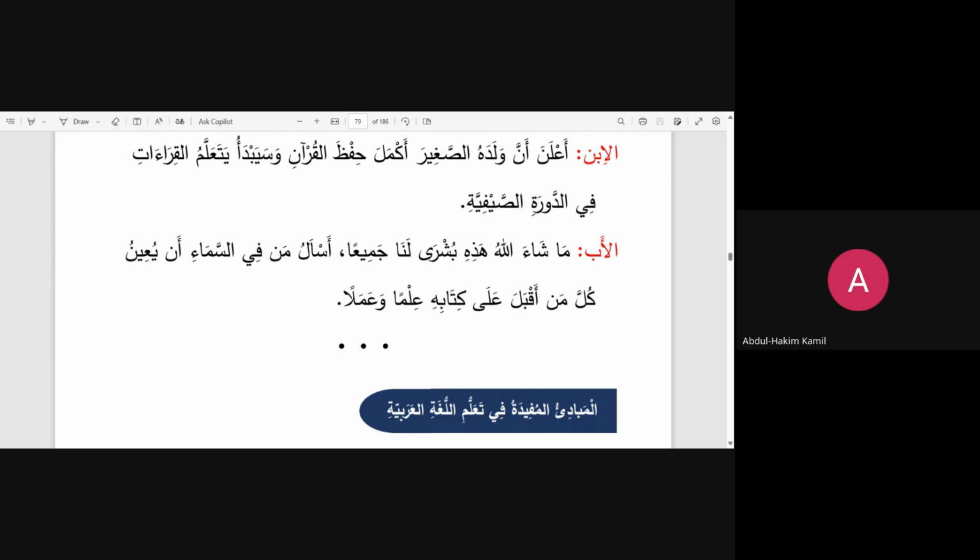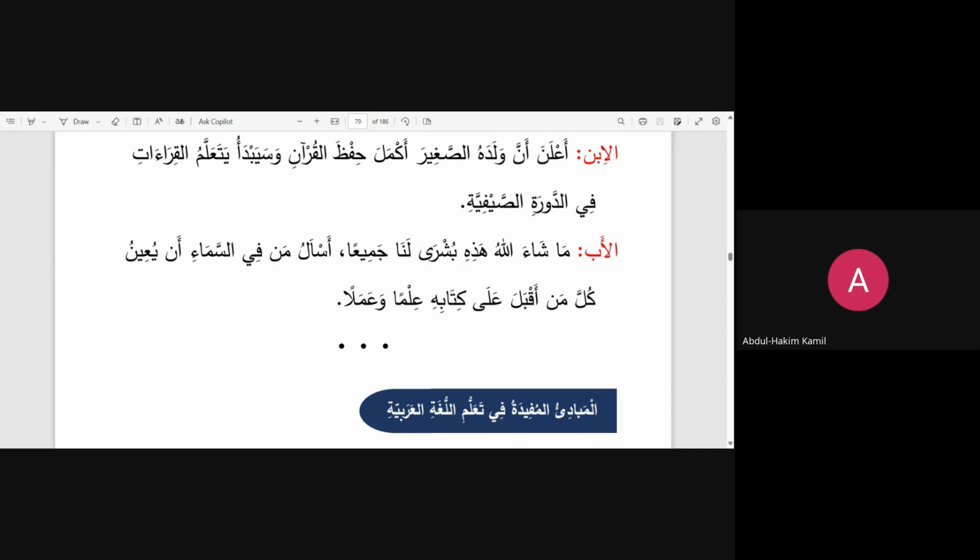What does this last sentence mean? أسأل من في السماء. I ask the one who's in the sky, who's what? Who's Allah? أسأل من في السماء. الذي في السماء. That should be read there. I ask the one who's in the sky, an ya'ina, that should be a fatha, an ya'in kulla man akbal. What does that mean?